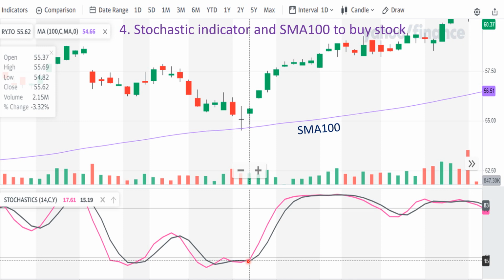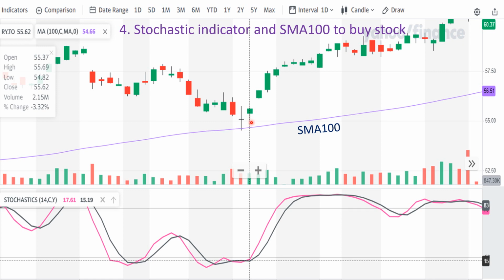Once the stochastic crosses above the 20 while going upward, here, it generates a buy signal, indicating that it is a good time to enter the trade. We also see the formation of this bullish hammer that suggests the buyers have stepped in and want to push the price higher and generate a buy signal.